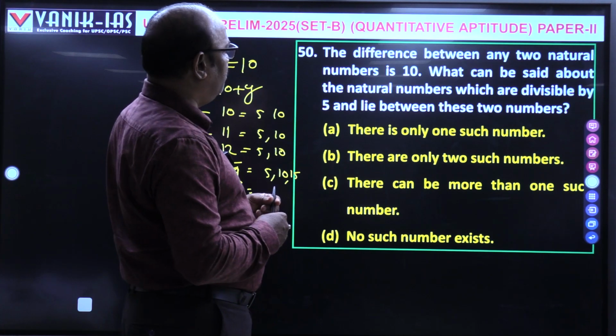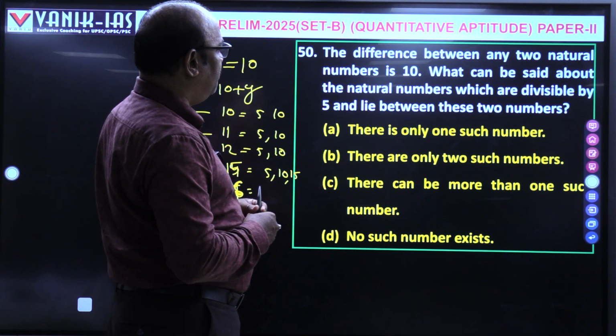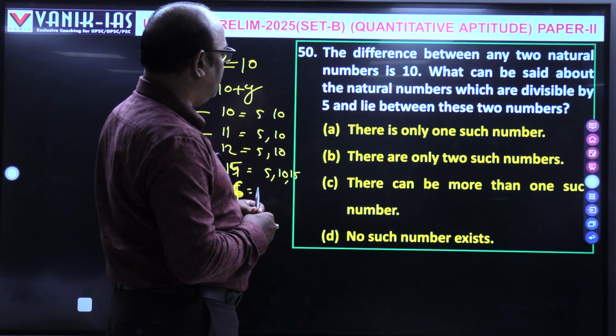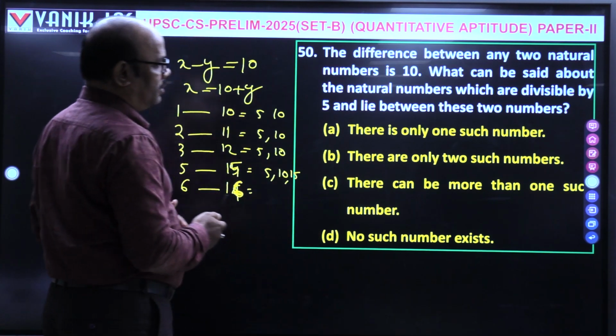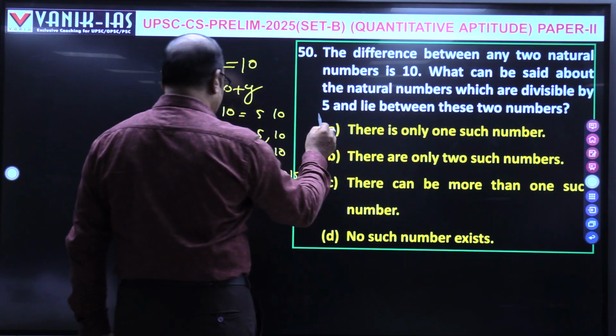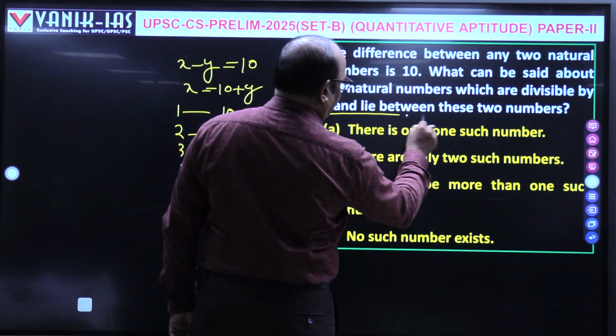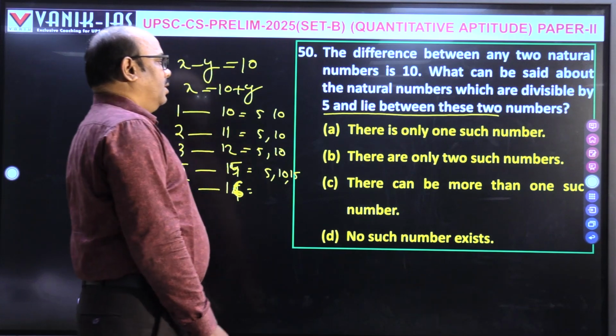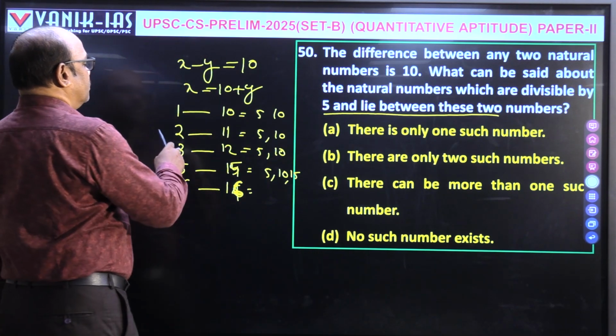The difference between any two natural numbers is 10. So what can be said about the natural numbers which are divisible by 5 and lie between these two numbers? This line was important. Between these two numbers means it is not counted. Last and first not counted.